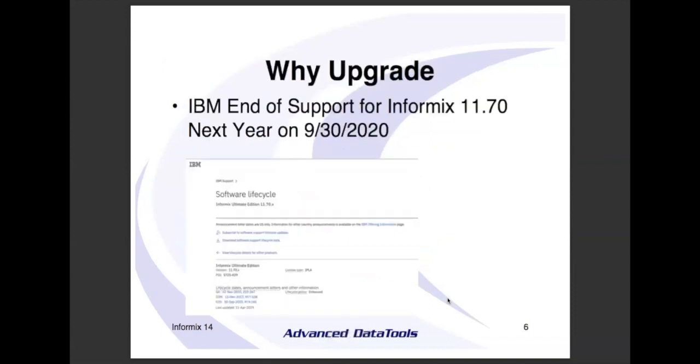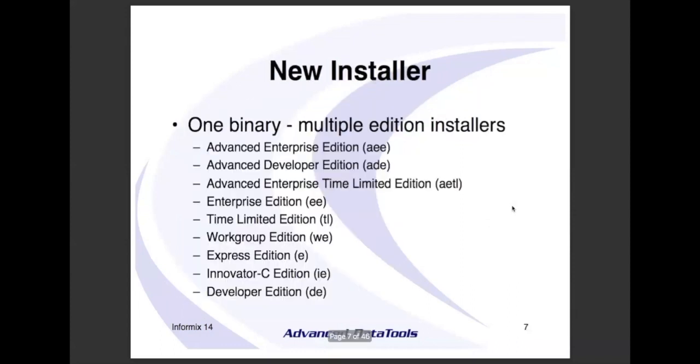Now, why you should upgrade is that IBM basically keeps the current plus one release active. So if you're on 11.7, that support ends next year. And you need to start planning to upgrade if you're on an earlier version of Informix.